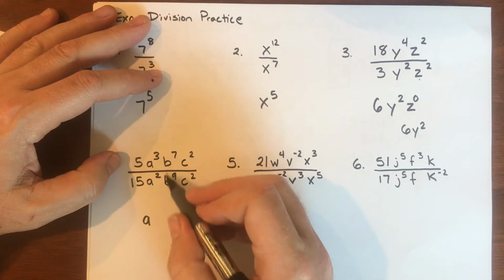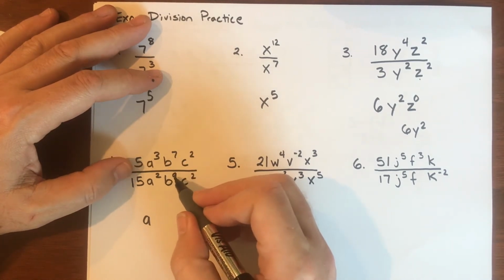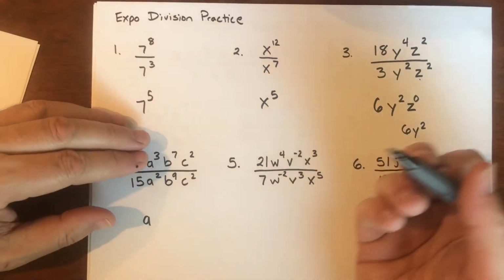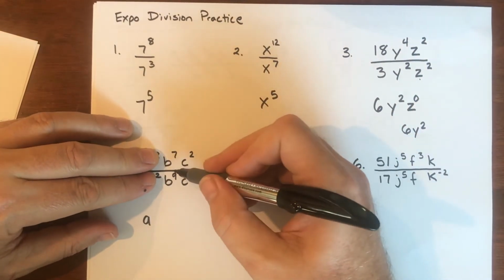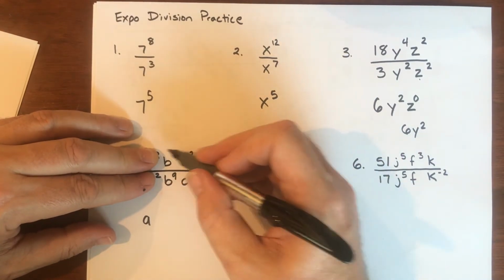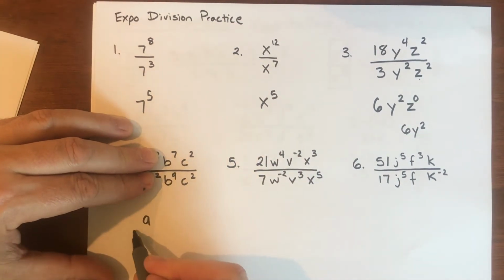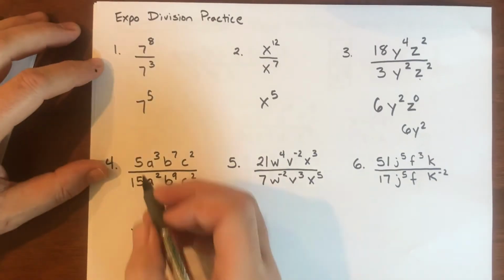B, keep it. 7 minus 9 is negative 2. So where does it want to go? It wants to go on the bottom. And also, if we expanded 7 over 9, there's going to be 7 b's on top, 9 on the bottom. Cross out 7, you're left with 2 on the bottom, right? So b's on the bottom with its remaining 2. There's that.